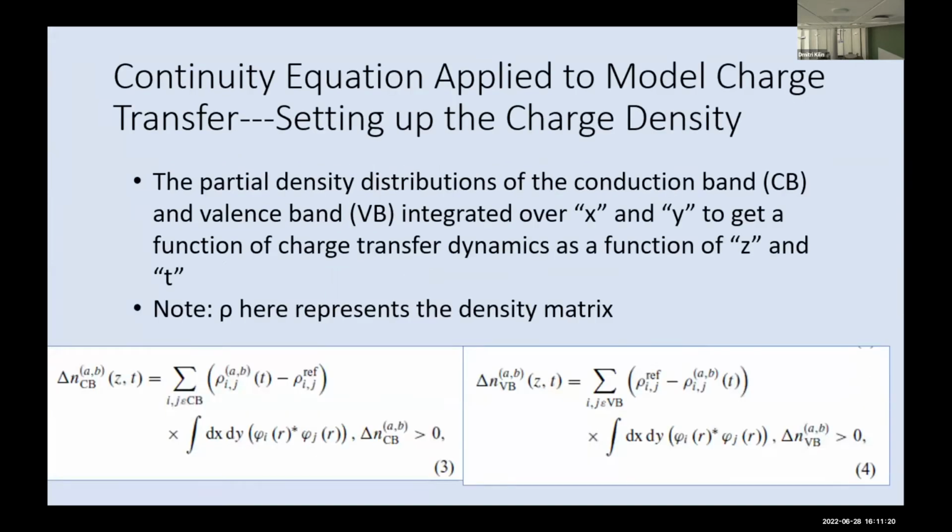To adapt it to our model, we look at a couple of partial density distributions. Here we have the partial density distribution of our conduction band on the left and valence band on the right. Some items of note: you'll see an integration with respect to X and Y. To make our analysis simpler, we are just going to be looking across the Z dimension, since it's easier to do some analysis looking at just one dimension and a time variable.